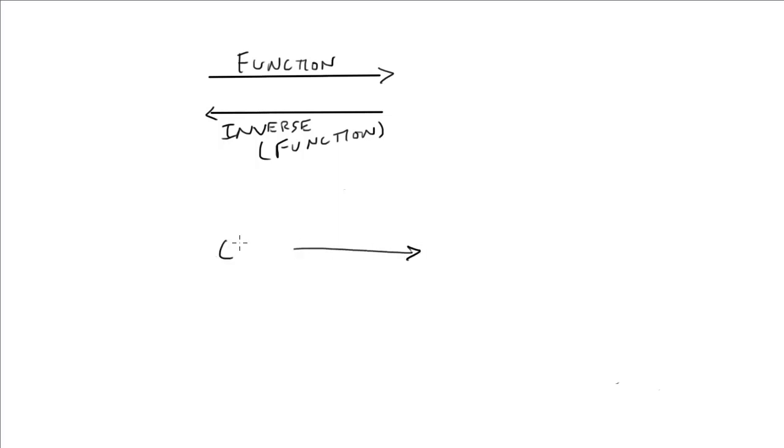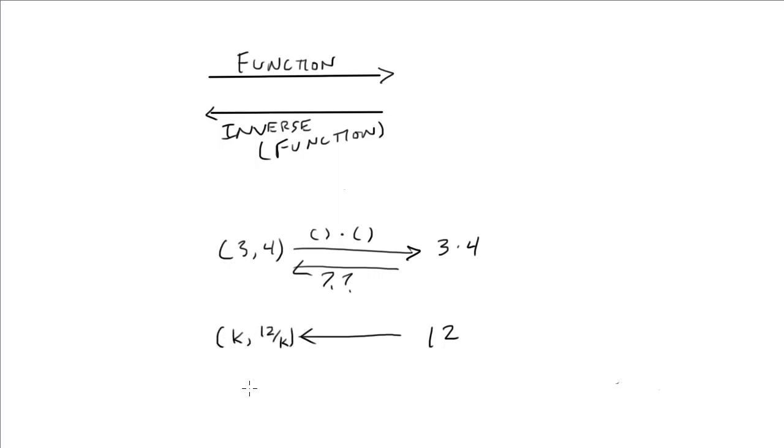Multiplication is very similar. I have an ordered pair going through the multiplication function. To undo it, I need to know what two numbers, when you multiply, get you 12. That's the same as the addition. Whatever the first is, the second's 12 over it. Uncountably many output numbers. It's not really tenable.